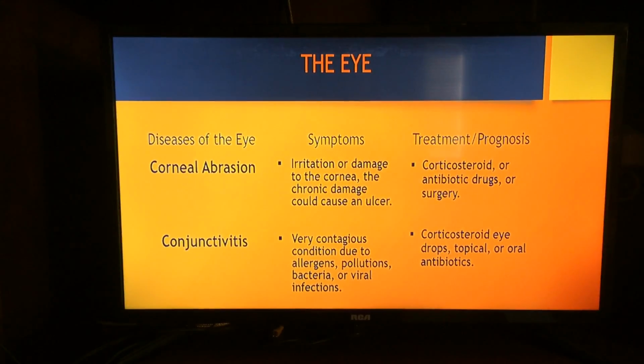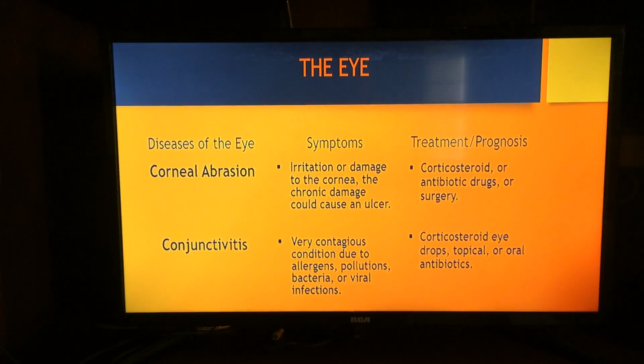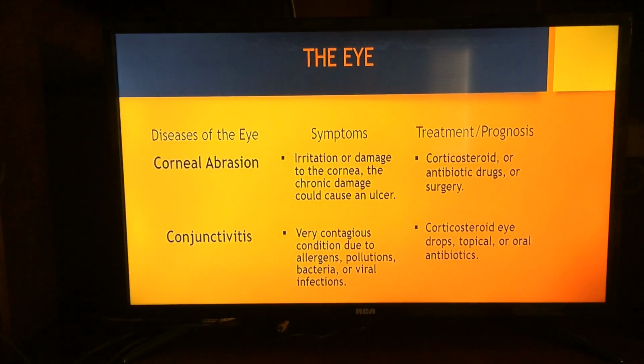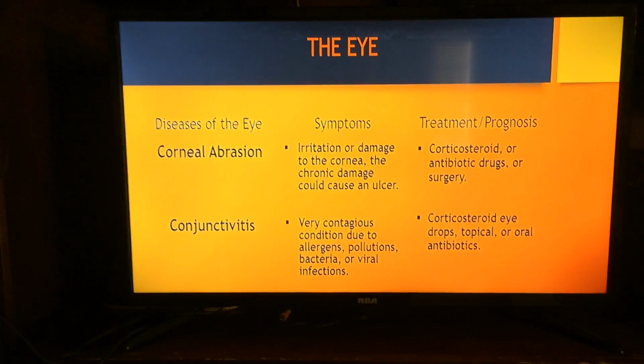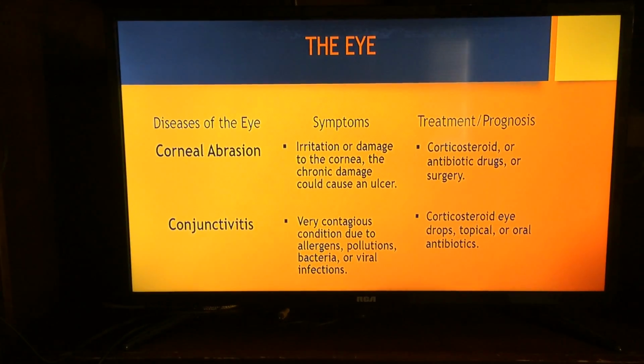Conjunctivitis, which we all know as pink eye, is a very contagious condition due to allergies, pollens, bacteria, or viral infections. Steroid eye drops, topical or oral antibiotics could treat the problem.